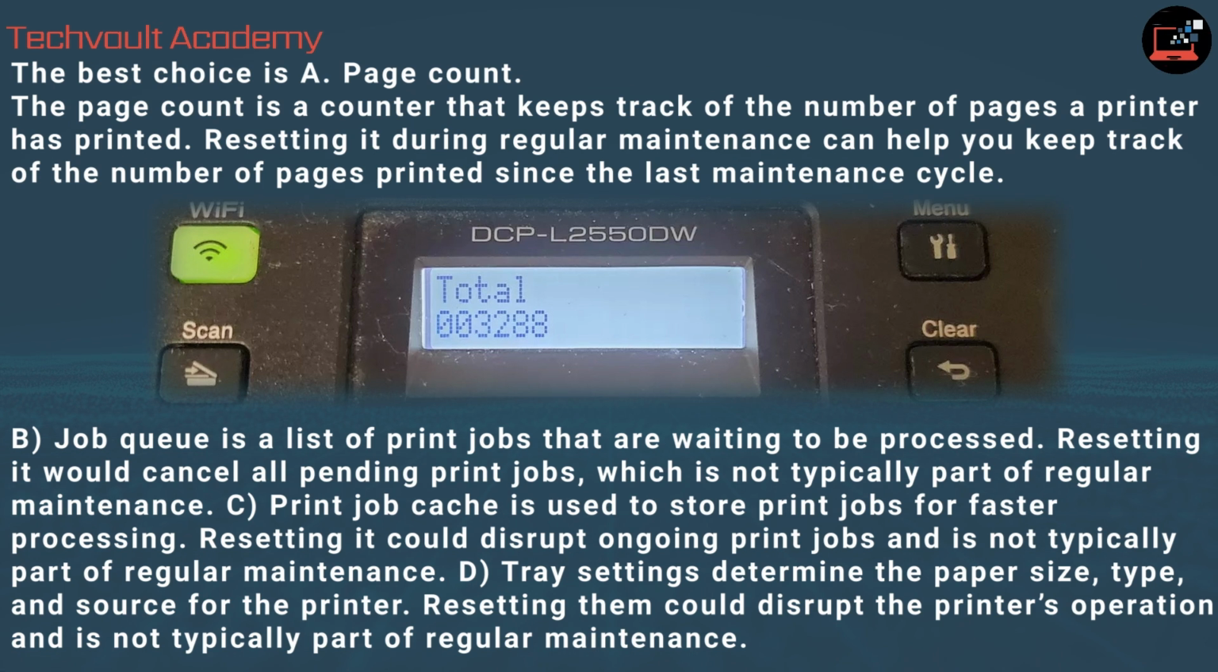C. Print job cache is used to store print jobs for faster processing. Resetting it could disrupt ongoing print jobs and is not typically part of regular maintenance. D. Tray settings determine the paper size, type, and the source for the printer. Resetting them could disrupt the printer's operation and is not typically part of regular maintenance.